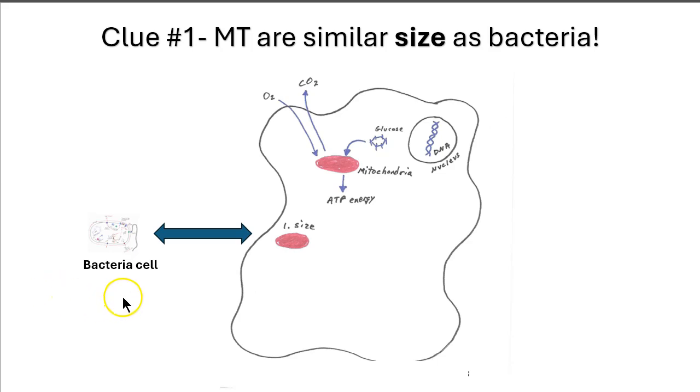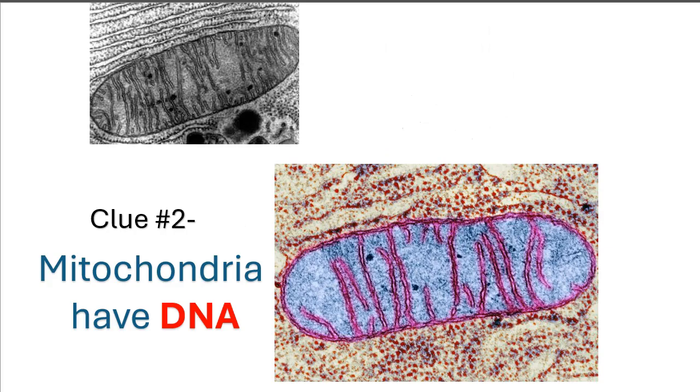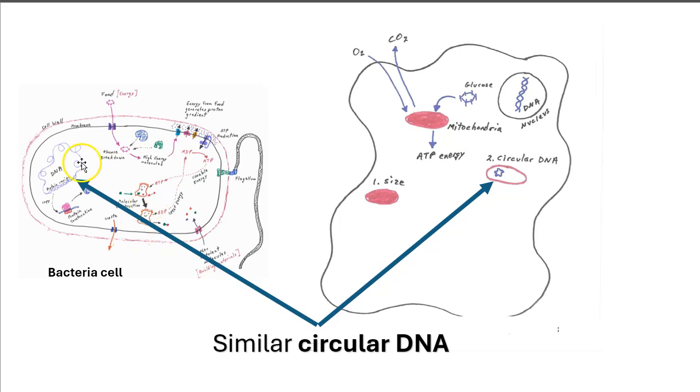Clue number 1 is mitochondria are similar size to bacteria. So we noted that bacteria couldn't possibly have mitochondria because they're roughly the same size as mitochondria. And bacteria don't need mitochondria. They make ATP using the bank proteins in the cell membrane. The second clue, surprisingly, is mitochondria have DNA. Now, on the left here, we see a bacterial cell. Recall it has a circular chromosome, a circular molecule of DNA. Well, it turns out mitochondria also have circular DNA.